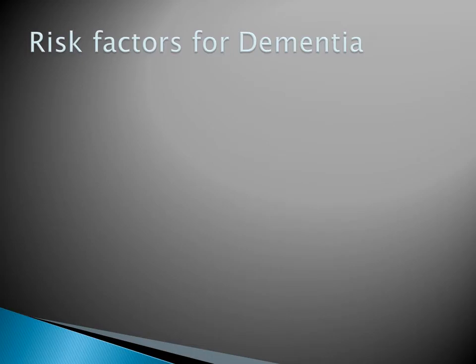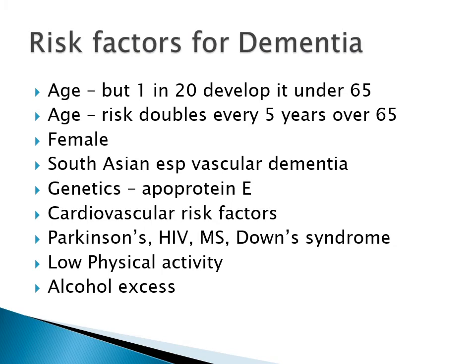And what are the risk factors for dementia? Age is the highest risk factor for development of dementia. Risk doubles every 5 years over the age of 65. However, 1 in 20 patients develop it under the age of 65.